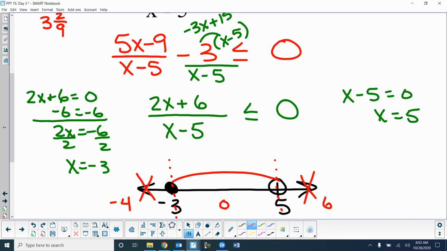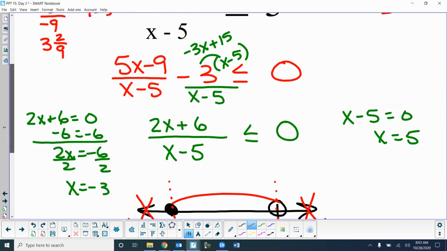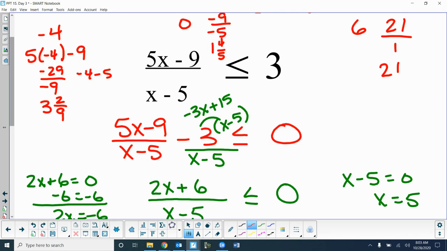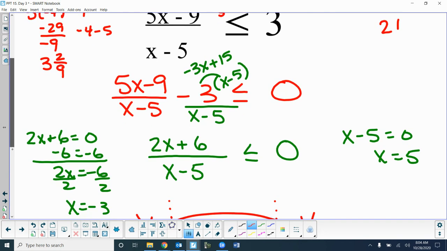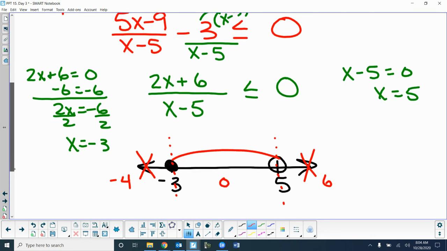Okay? Any other questions? So again, first thing, look at what it was to start with. We had a 3 over here, so we had to subtract the 3 over. We wanted 0 on the right. And then in order to subtract 3 from this fraction, I've got to get that common denominator. So the bottom becomes x minus 5, so you've got to multiply that -3 by the x minus 5. Combine like terms to make it a single fraction, and then figure out what makes the numerator and the denominator 0. And that becomes your two numbers that you're going to graph.